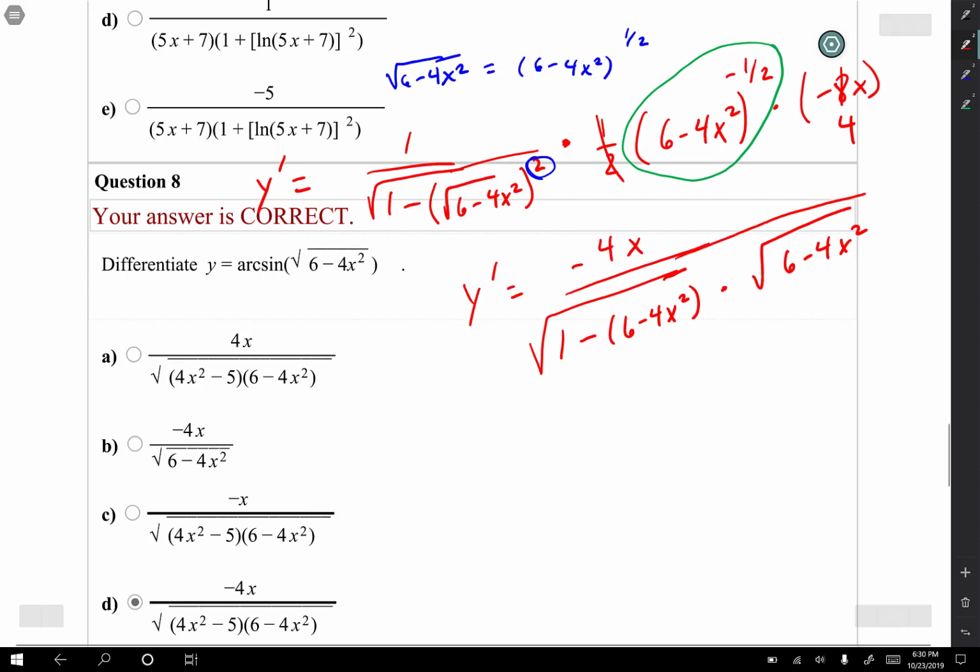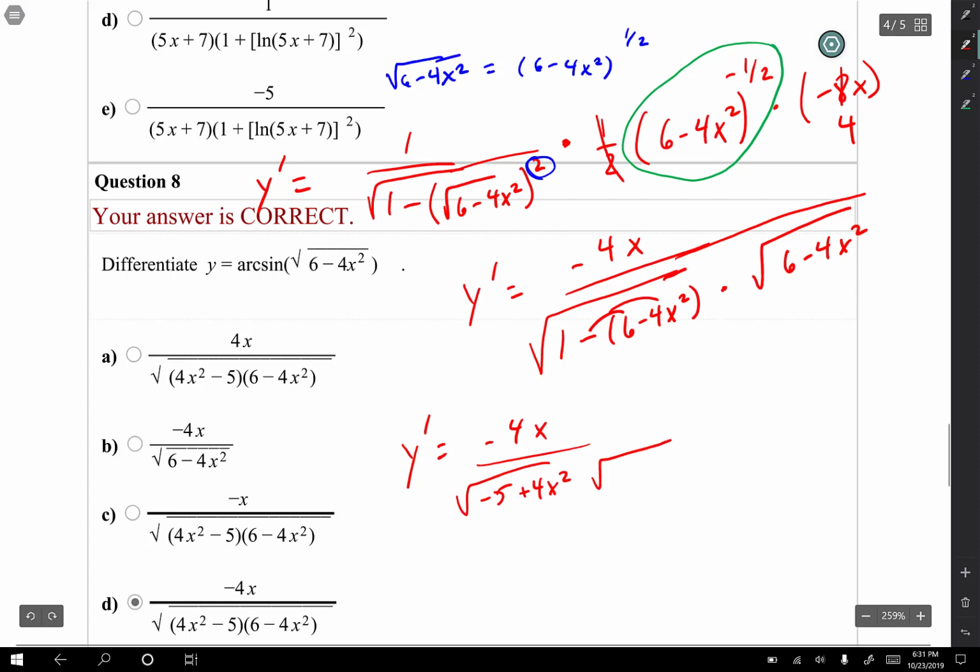All right, I'm going to distribute this guy. So y prime equals negative 4x over, 1 minus 6 is a negative 5, guys. So square root of negative 5 plus 4x squared. And then I'm still multiplying that sucker by 6 minus 4x squared. Now remember, you guys took algebra. So if you have the square root of a, this is a side note. I should probably, let me put this in black here.